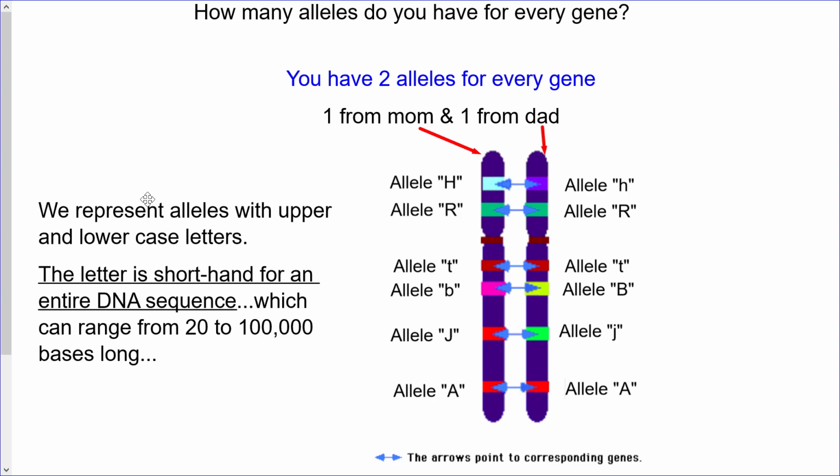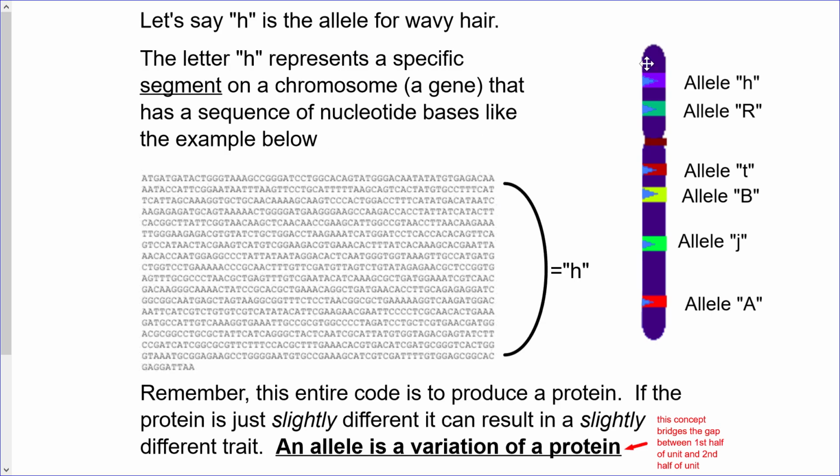And again, we represent alleles with uppercase and lowercase letters. The letter is shorthand. I just want to tie this back to a previous chapter. The letter is shorthand for an entire DNA sequence, which can range from 20 to 100,000 bases long. So to give you a better idea of that, here is our lowercase h allele on this part of the chromosome. Let's say that this section codes for hair texture. So the little h is an allele for wavy hair.